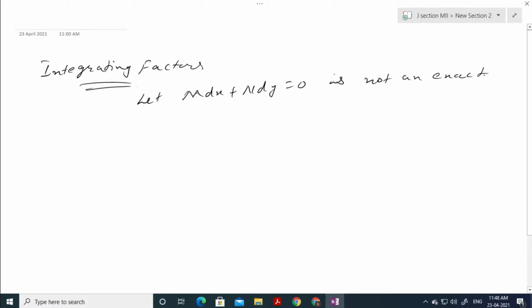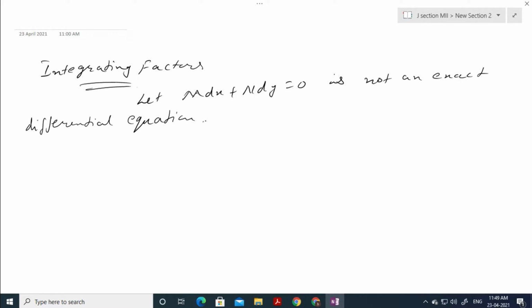Exact differential equation. So if it is exact, you know how to solve it. But what if this M dx plus N dy is not exact?